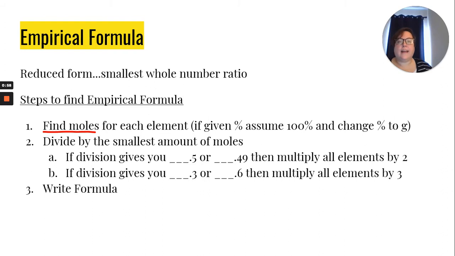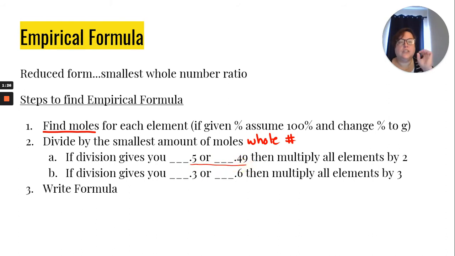Then you're going to divide by the smallest number of moles. So out of all of the elements, the smallest number of moles, coming up with that ratio. This should give you a whole number. So if it's 2.98, you can go ahead and say that it's 3. However, you have to watch out for 0.5 or 0.49, which is the same thing as saying 0.5.